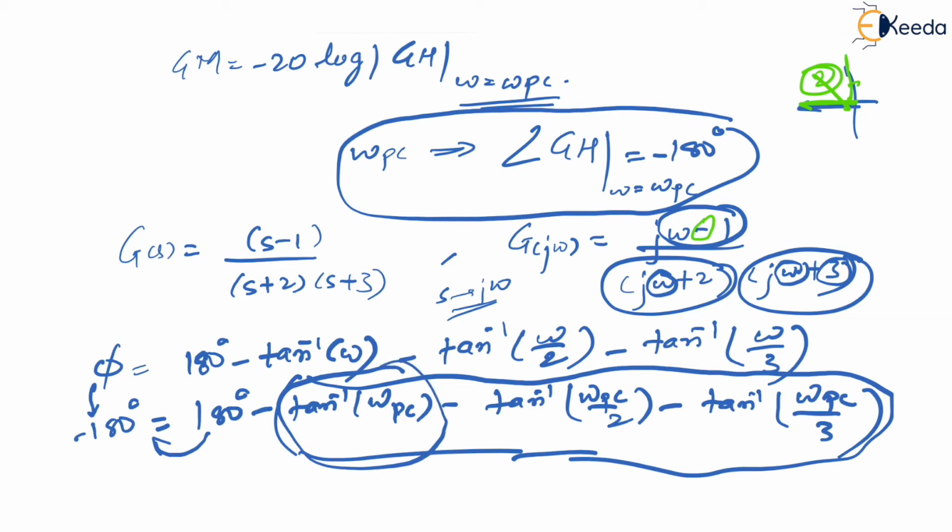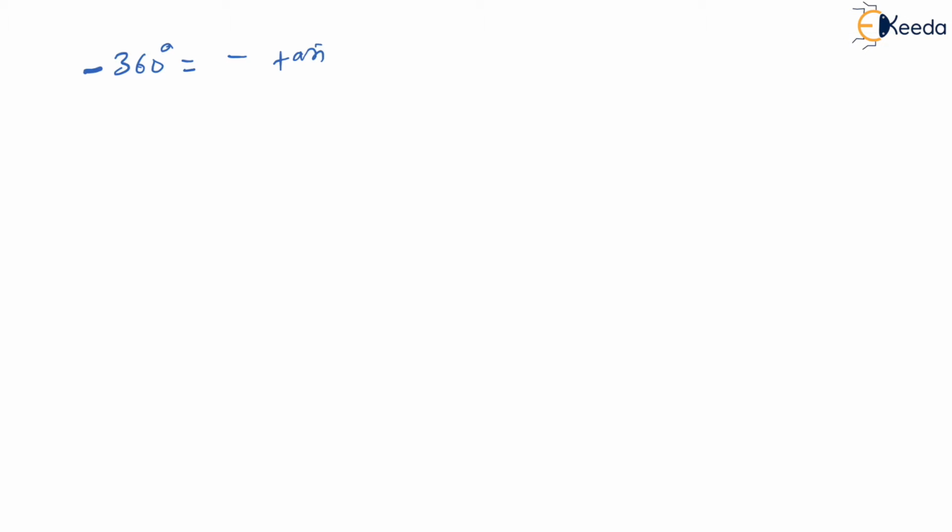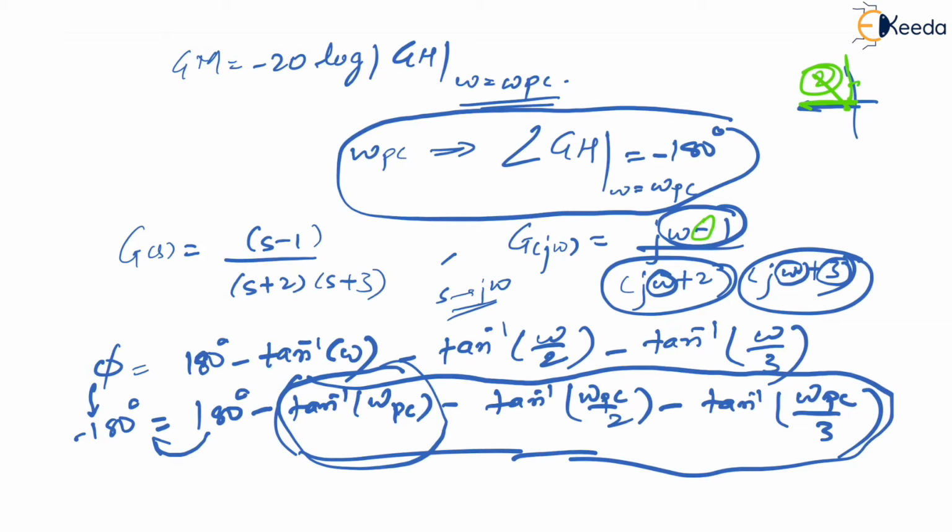Let me write down this one alone. So it becomes minus tan inverse of omega PC. Now I will try to combine these two. What do I get then? I will get tan inverse of a plus b upon 1 minus a into b, if this is a and this is b.